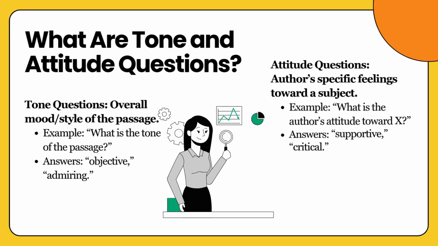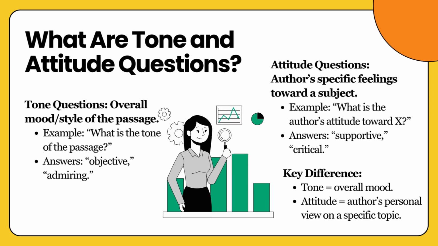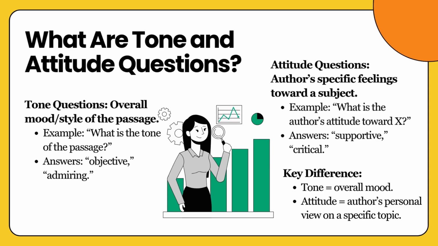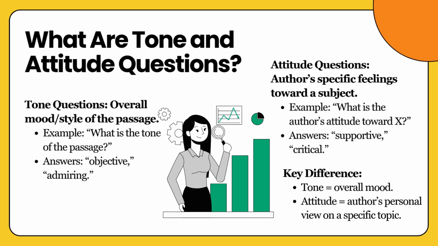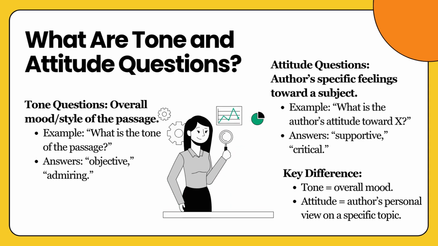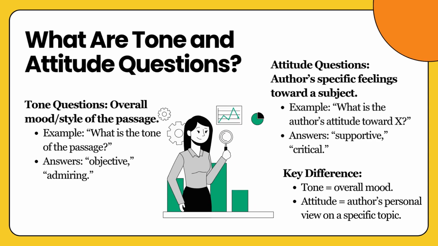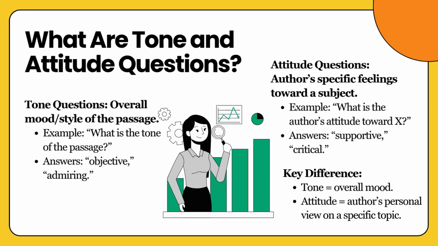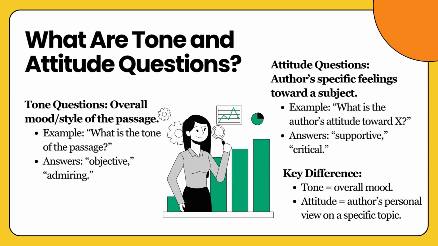Second, attitude questions. These focus on the author's specific feelings, opinion, or stance toward a particular subject within the passage. For example, what is the author's attitude toward X? The answer might be supportive, if the author uses positive language about X, or critical, if they use negative language or point out problems. Remember the key difference. Tone describes the general atmosphere or emotional coloring of the entire passage. Attitude refers to the author's specific, often more focused, personal view on a single topic or idea discussed within that passage.